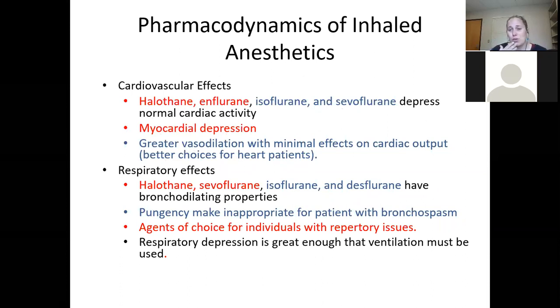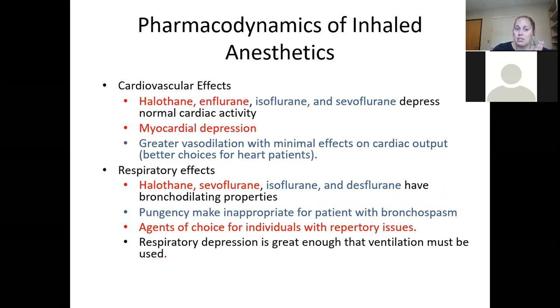So in terms of when we're making choices for anesthetics, if you remember, there are a lot of things to take into consideration. So the type of the patient, the type of surgery that they're undergoing, the age of the patient, are all important considerations to take into account.